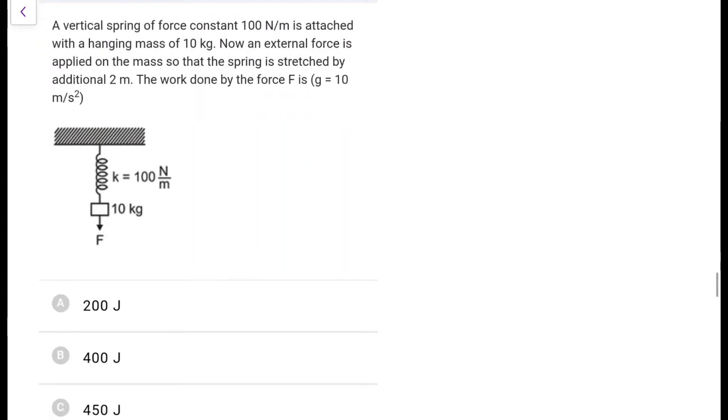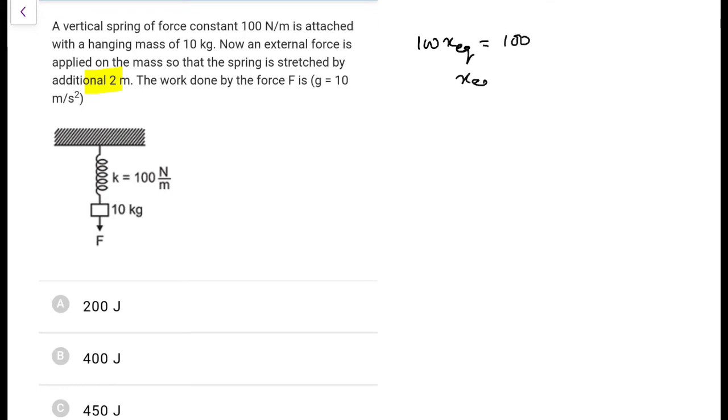Next one, vertical spring of constant 100 is attached with a hanging mass of 10 kg. Now external force is applied to the mass so that the spring is stretched by additional 2 meters. So work done by the force F. Here it was basically hanging, so initially the spring was extended by x equilibrium, so k x equilibrium was equal to 10 into 10, that is 100, so equilibrium extension was 1 meter. So here you have extended it from 1 meter by an additional 2 meters, that is 1 meter to 3 meters.